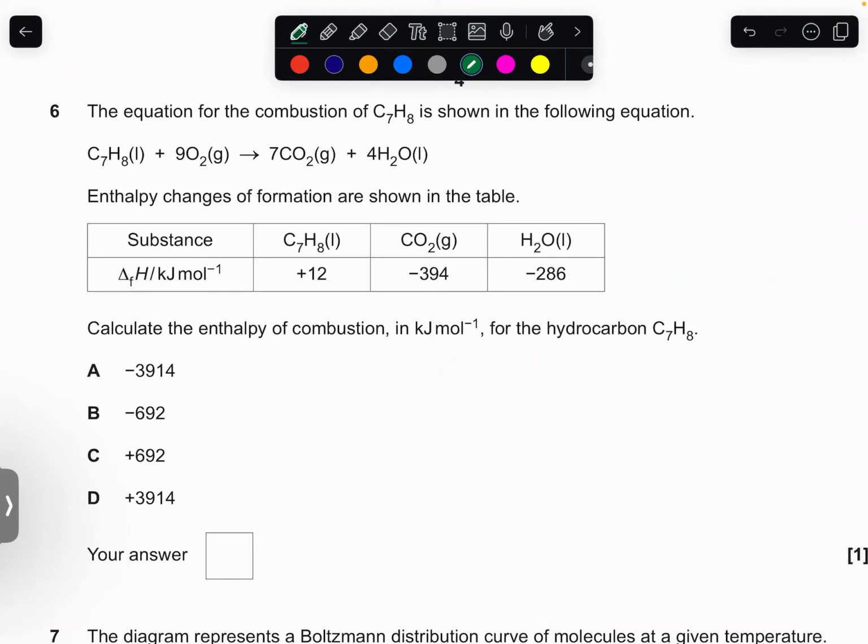The equation for combustion of heptane is shown in the following equation. Calculate the enthalpy change of combustion using these formation values. You see, in this question, you've got your reactants and you've got your products as given in the equation.